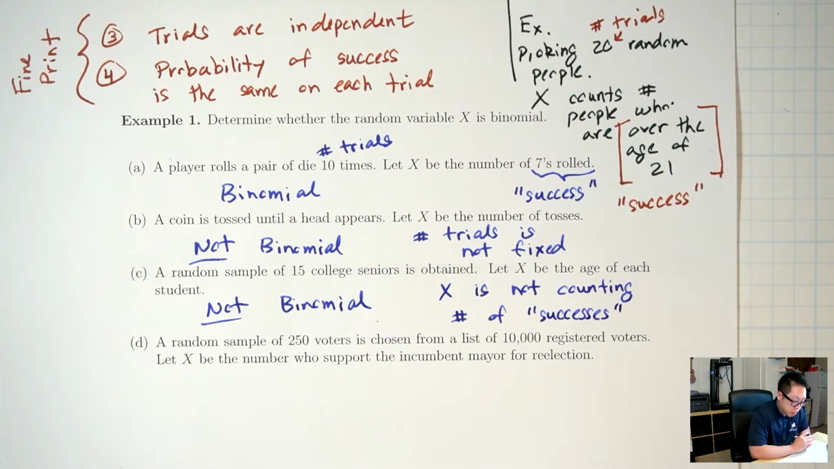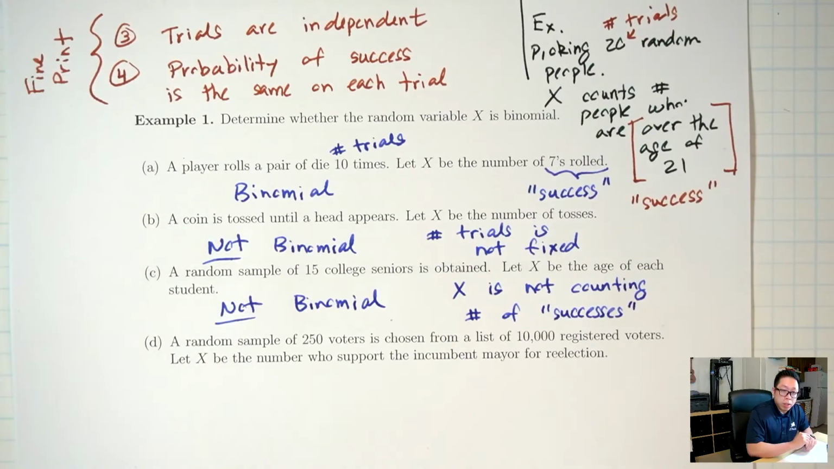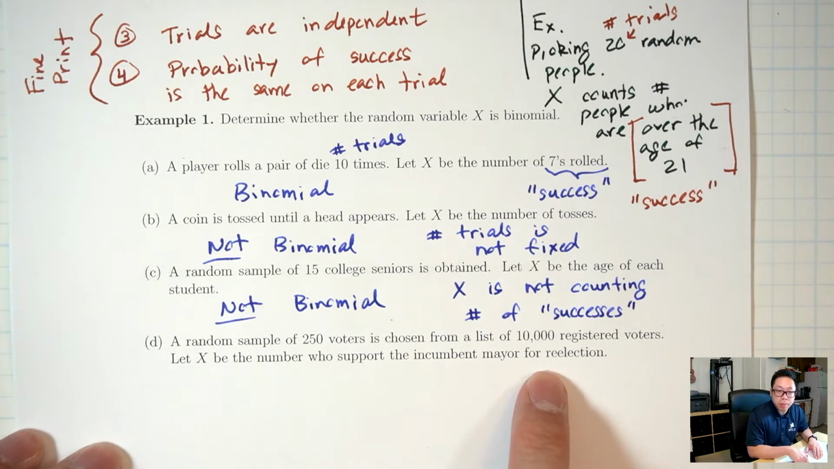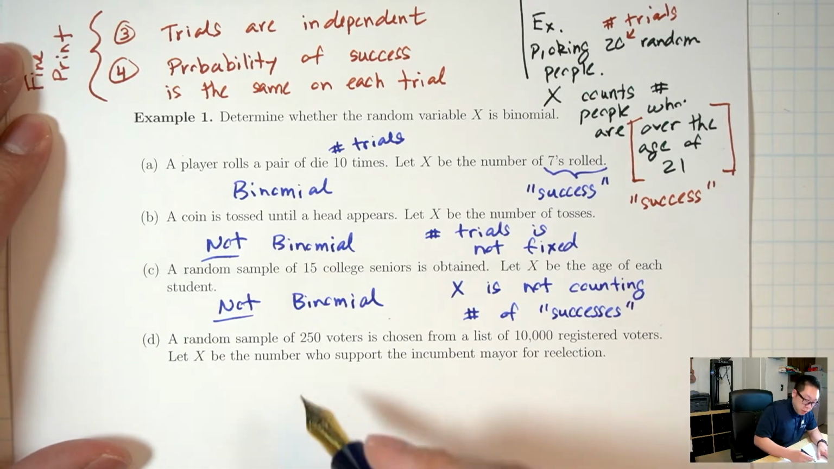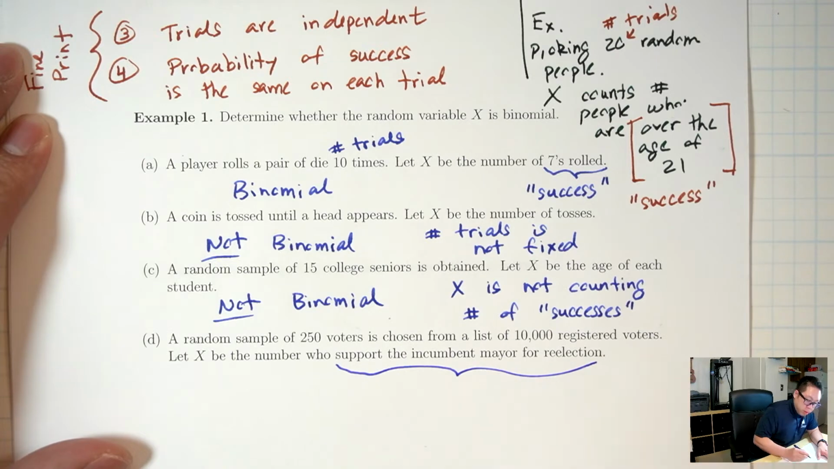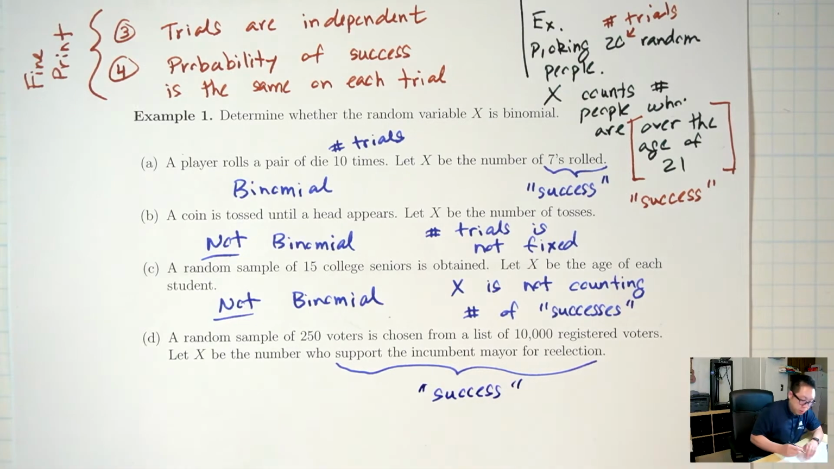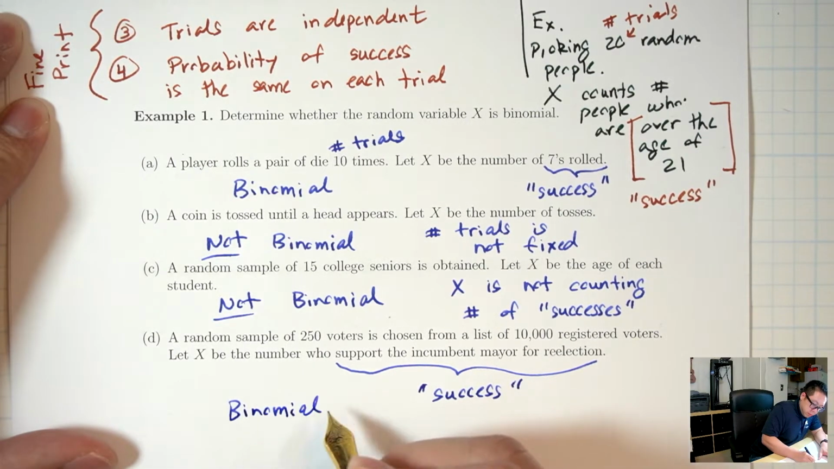Part D, a random sample of 250 voters is chosen from a list of 10,000 registered voters. We're picking people here. We're doing it 250 times. So the number of trials is fixed. Here, is X counting the number of successes? Let X be the number who support the incumbent mayor for re-election. So X here is counting the number of people who support the mayor. So that's the characteristic that we're counting. Supporting the mayor here is what's considered our success. So X here is counting the number of successes. So part D is binomial.